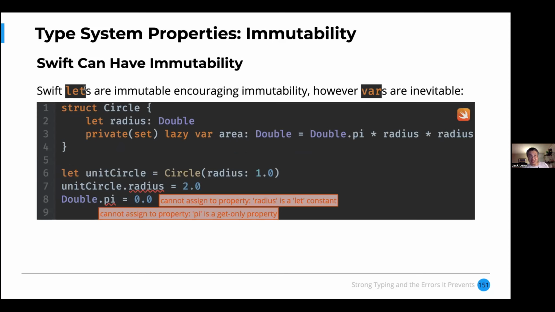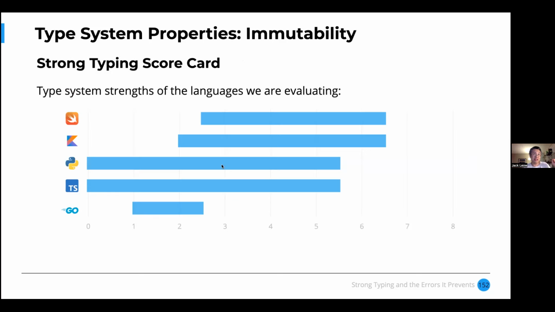Swift, like I said, it's let instead of val, but otherwise, same concept. Right? You cannot override constants, you cannot override immutable variables.